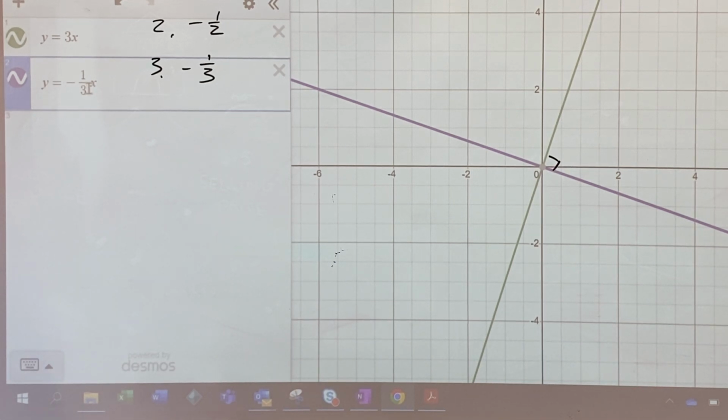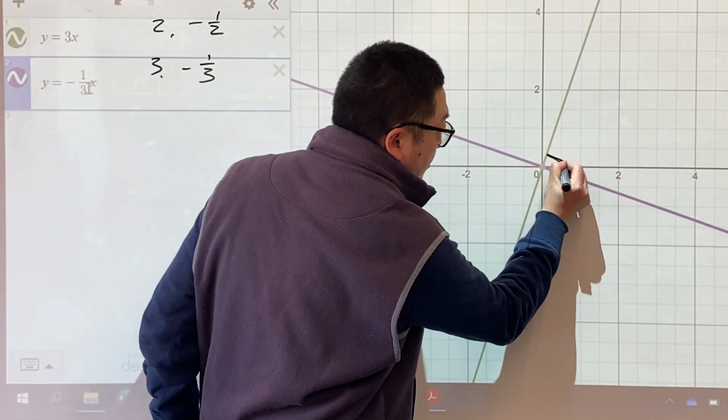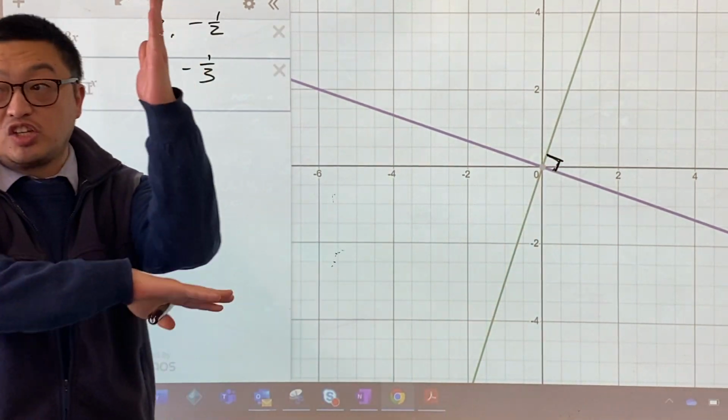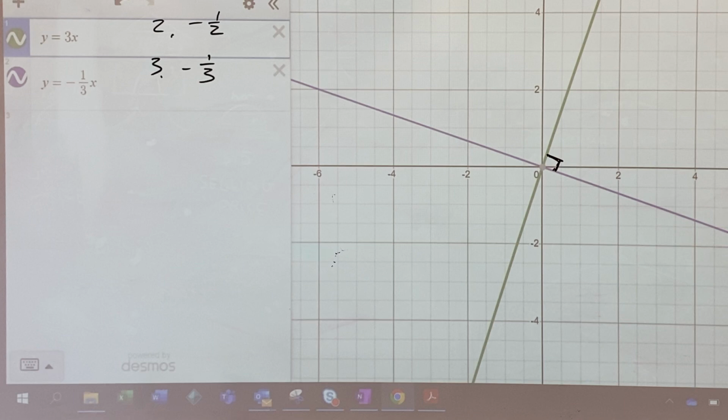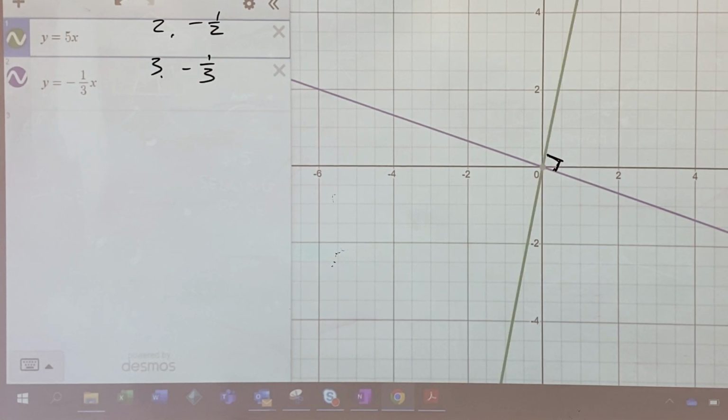What can I tell about the gradient in terms of graph? Are they still perpendicular to each other? Yeah, excellent. They're still 90 degrees, right? They still intersect each other at 90 degrees. Let's do another one, then hopefully we can draw the pattern. Let's draw 5x and negative 1 over 5.